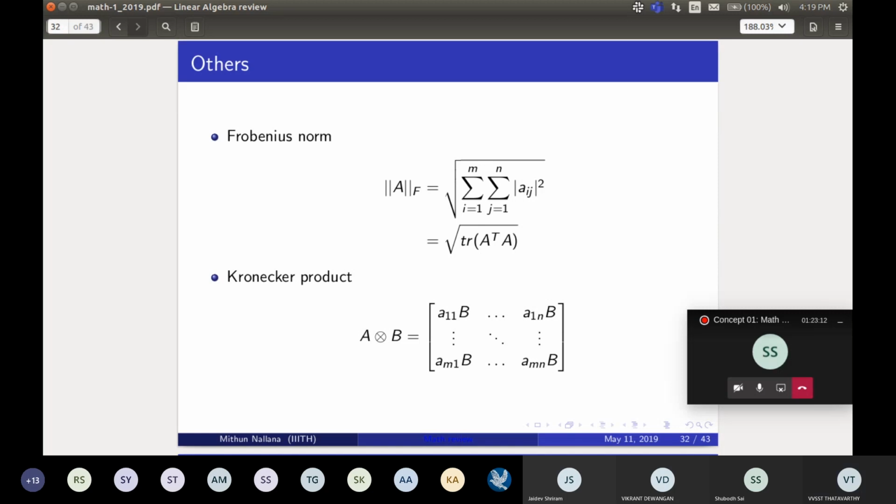This Frobenius norm has some different applications. In some cases, solving a system of equations constrained in the Frobenius norm sense will give a particular kind of output, and that importance is there.